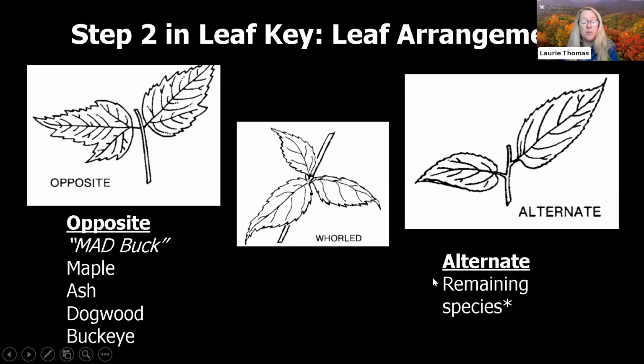And then most of our remaining species are going to be alternately arranged. And alternately just means they zigzag on that. They alternate or zigzagged on that stem. As you can see, they're not across from one another. And think about our oaks are like that. Oaks, some of our magnolias are that way. Those will be examples of trees that have alternately arranged leaves.